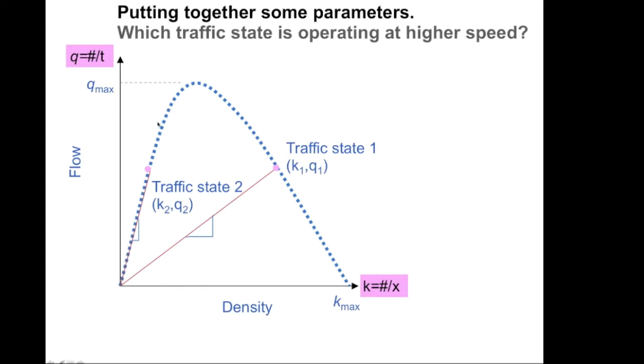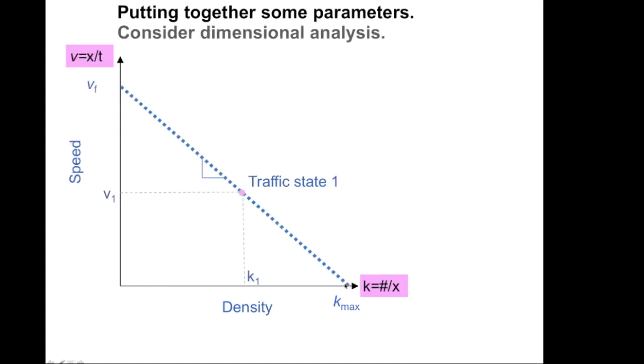So this side of this diagram is referred to as the free flow regime of the diagram, so high speed, and this side of the diagram is the congested regime, with the speed decreasing from this value to 0 on the far right hand side.